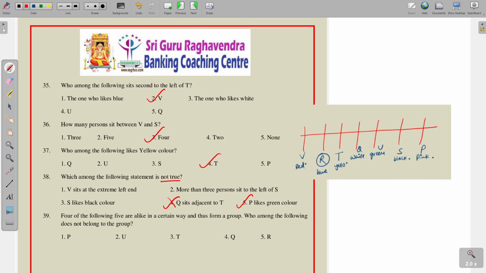4 of the following 5 are alike in a certain way. Which among the following does not belong to the group? So see, P likes pink and sits at the right end of the row. U, T, Q and R, except P, all the remaining persons are sitting in the middle of the row. Only P is the odd one out.